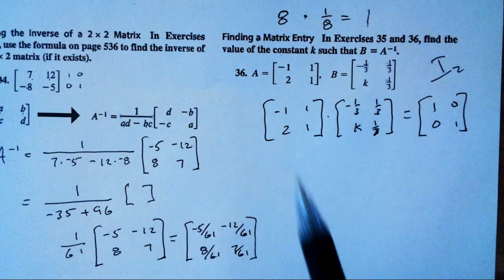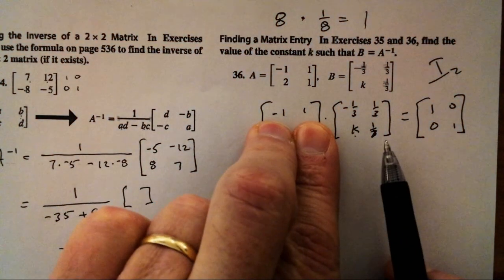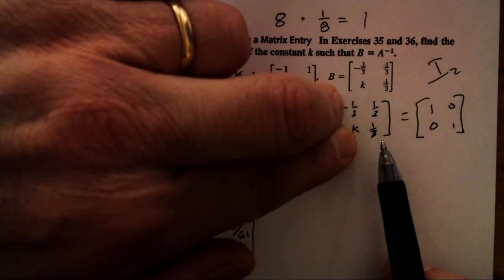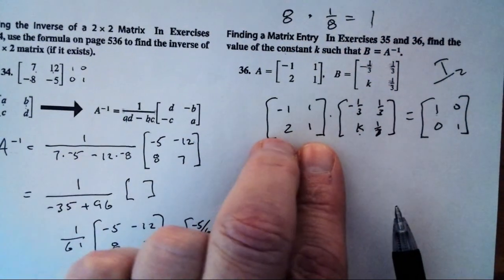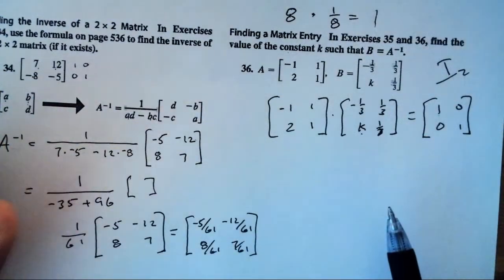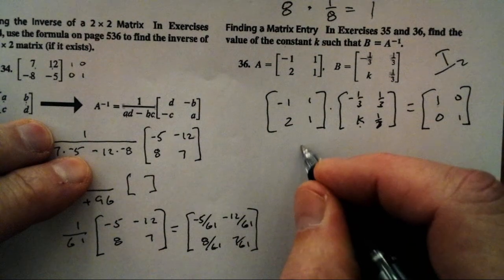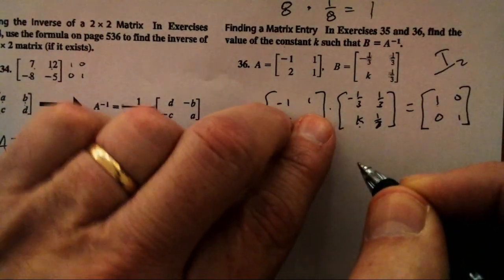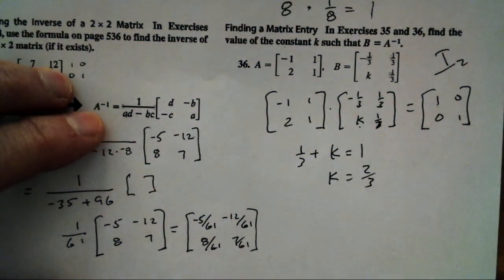Well, if I go through this multiplication process, if I want to involve k, I've got two options here. Spinny finger thing, I can take the -1 times the -1/3 and add to that the 1 times k. And that has to give me 1. Or I could take the 2 times -1/3 plus the 1 times k, and that has to give me 0. I'm just going to do the first one. So spinny finger thing, I get -1 times -1/3, 1/3 plus k equals 1. Oh, k is 2/3. That's it.